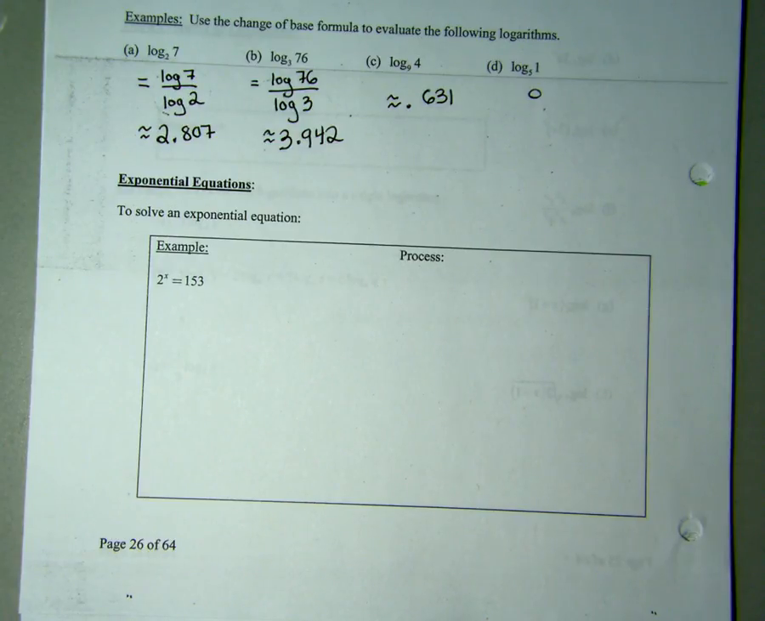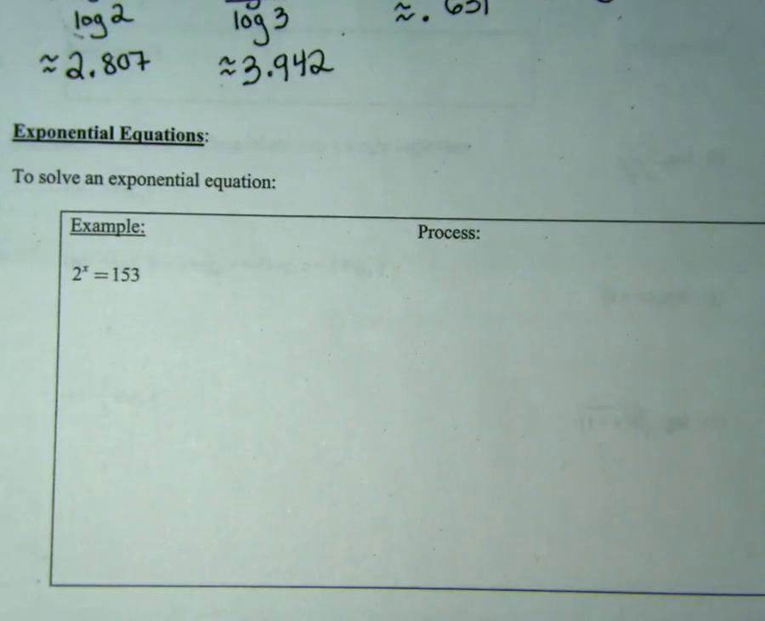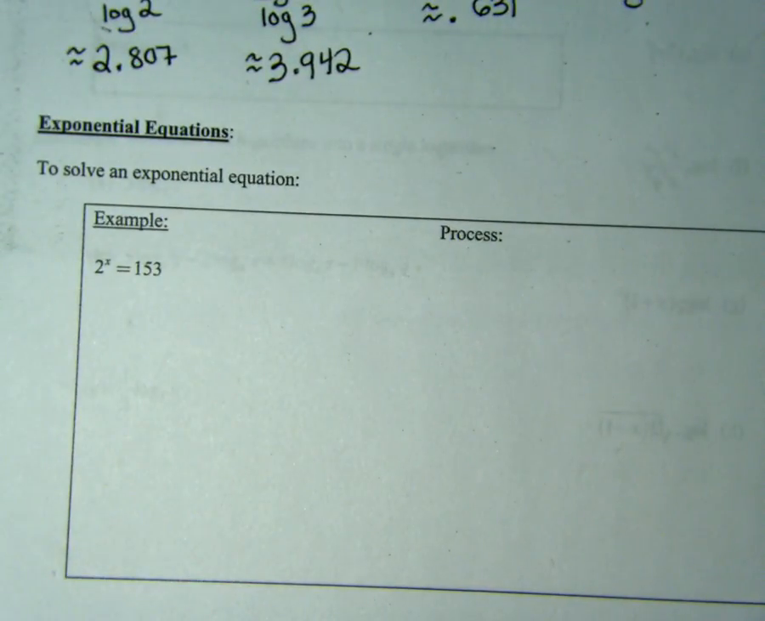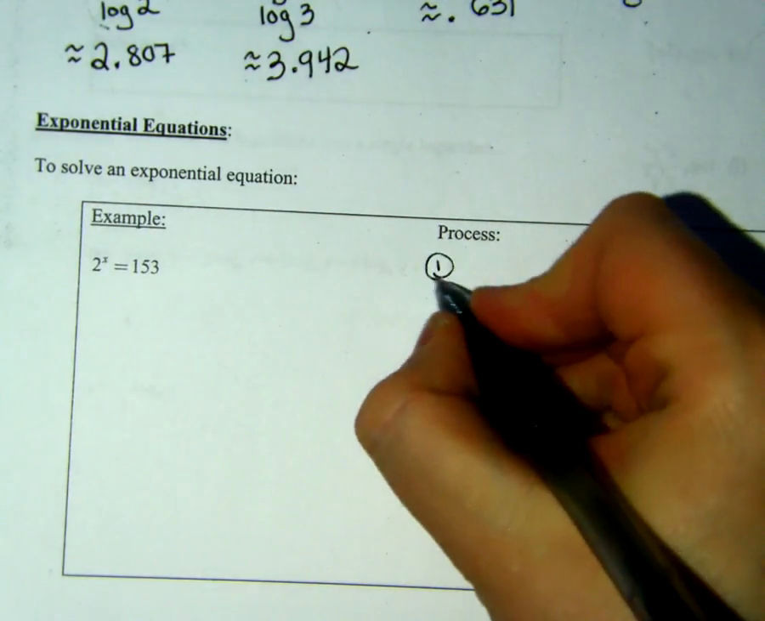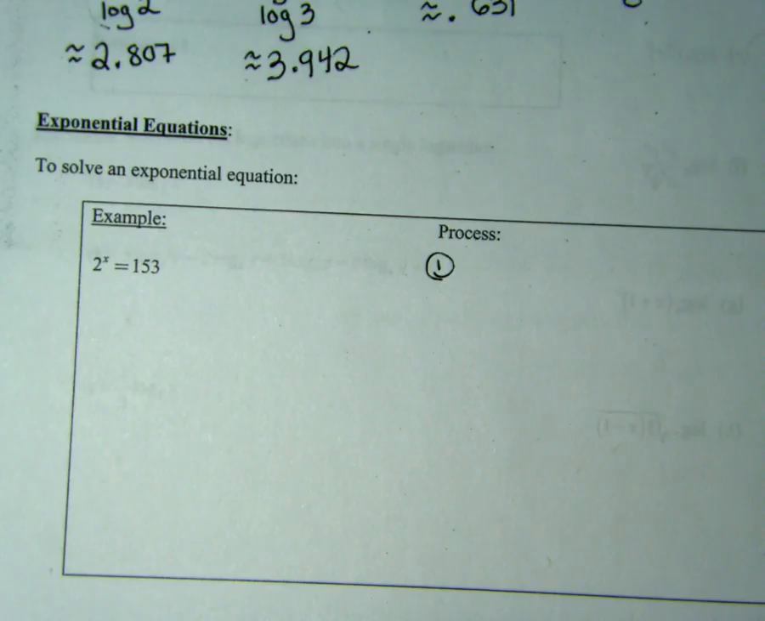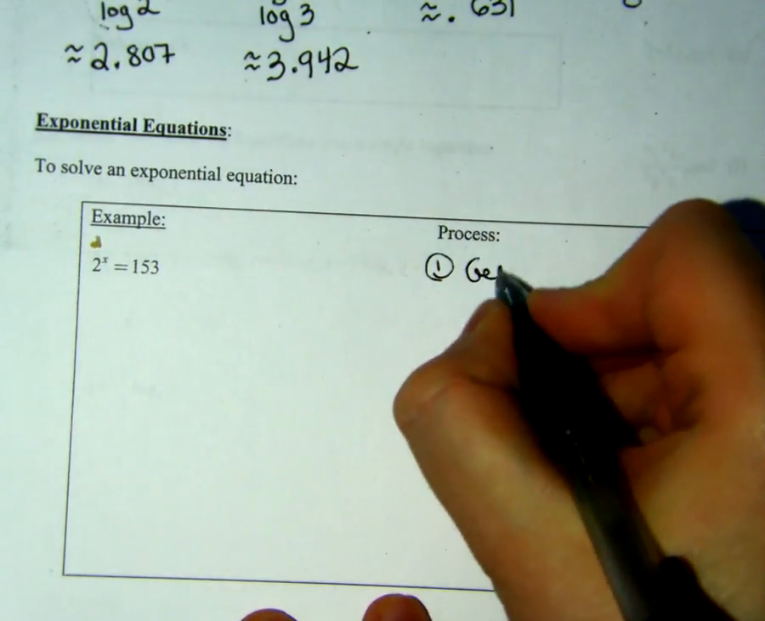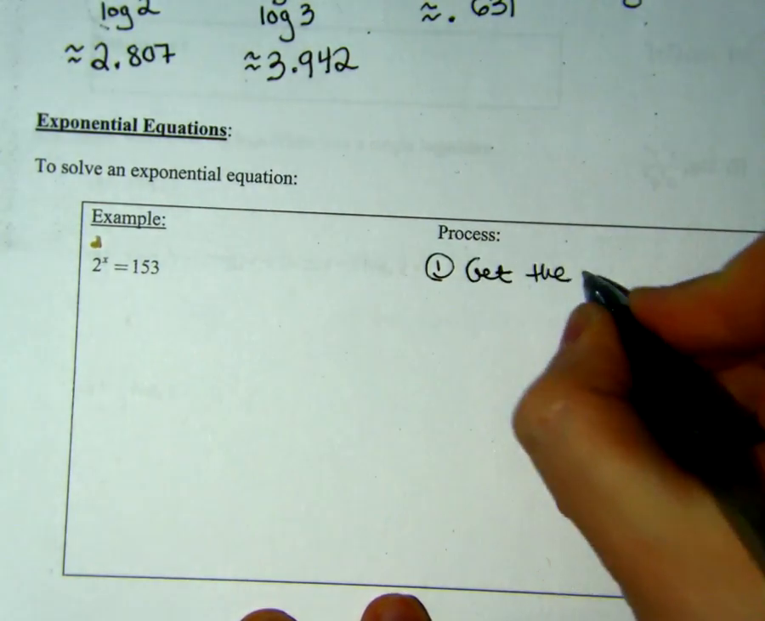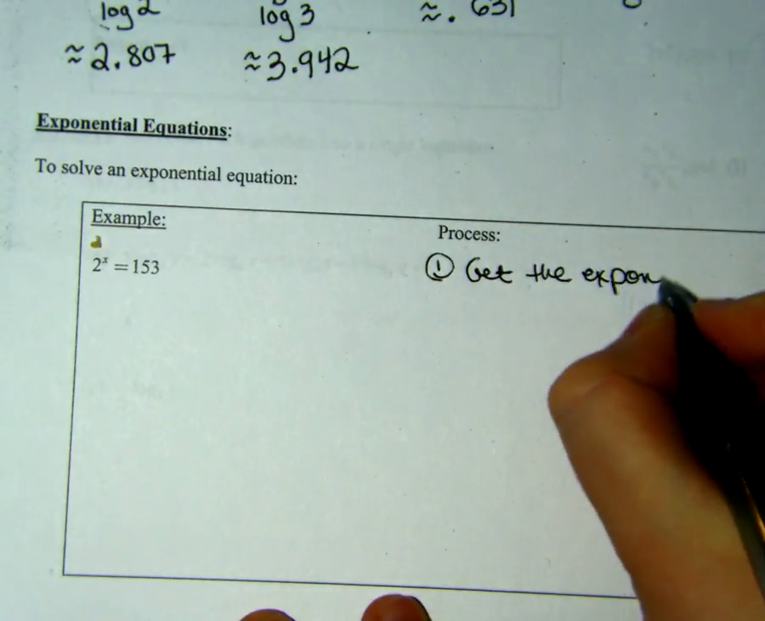2 raised to the x equals 153. 2 to what power is 153? Does that sound like any other question? 2 to what, like what question that starts with an L? A logarithm. Okay. Step number 1. This actually does not matter at all in this problem, will matter in some others. Step number 1, get the exponential piece by itself. If there's things we're adding, subtracting, multiplying, get rid of those things.